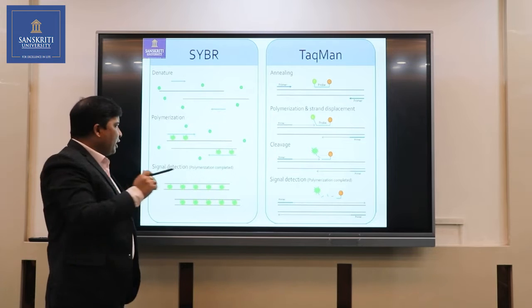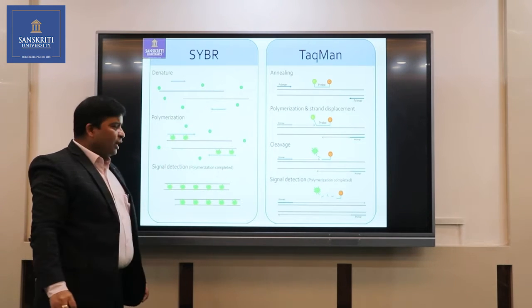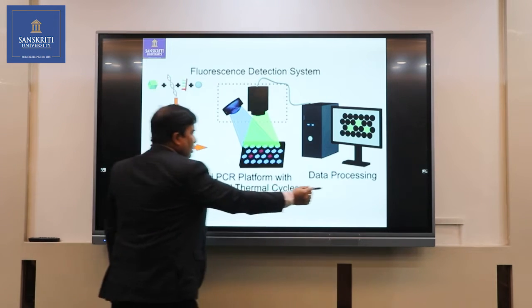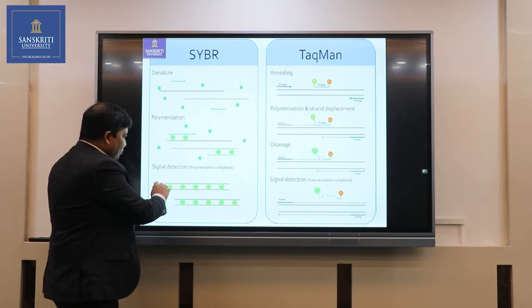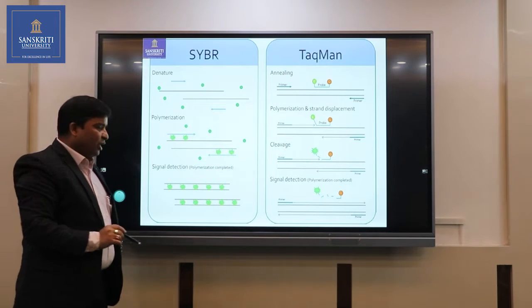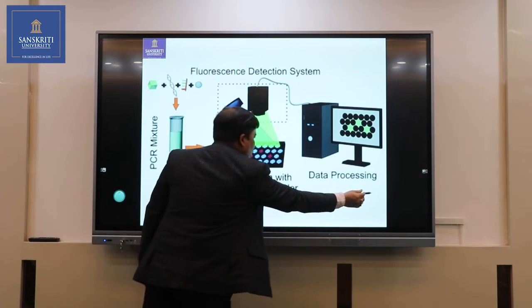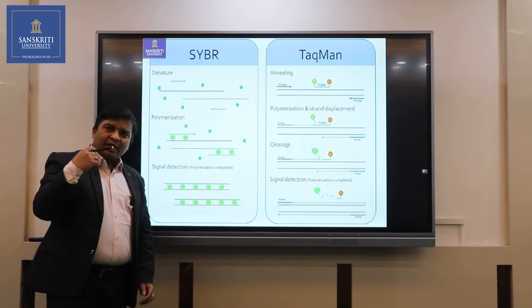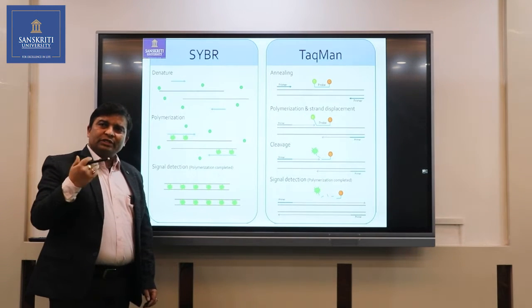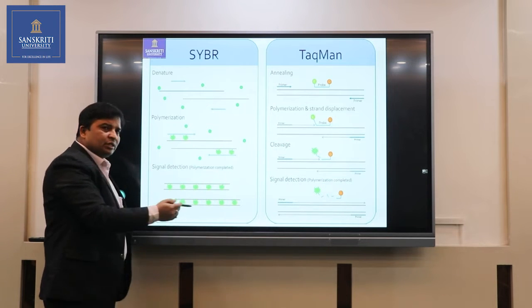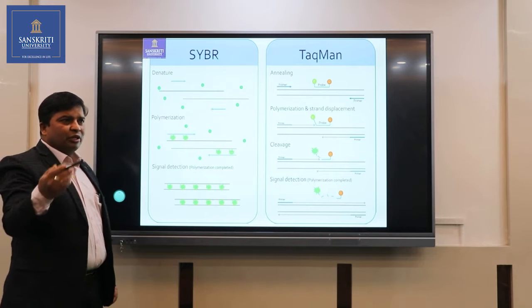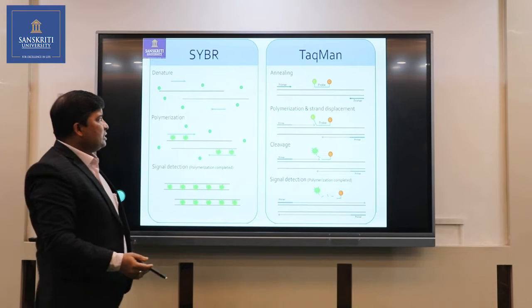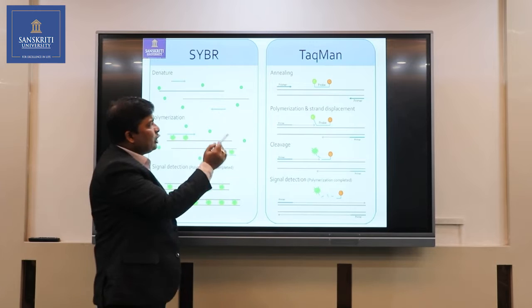When the primer anneals with the template and starts amplification, synthesizing the new strand, they create double-stranded DNA. Only at that time can SYBR Green bind and give fluorescence. At every cycle, because the copy number of DNA is increasing, the fluorescence will increase with each and every cycle. The second chemistry is the TaqMan probe real-time PCR. Here we use a template-specific probe.